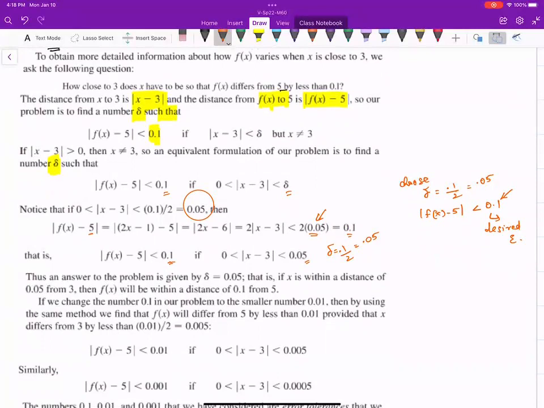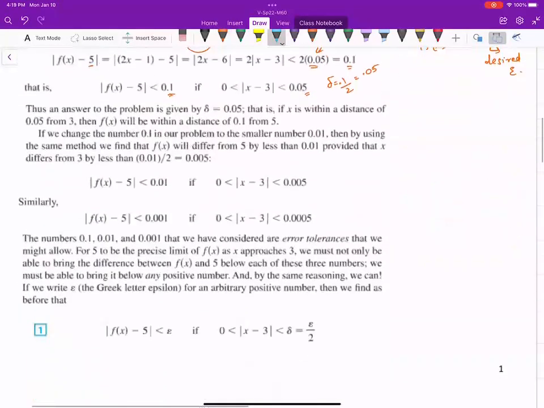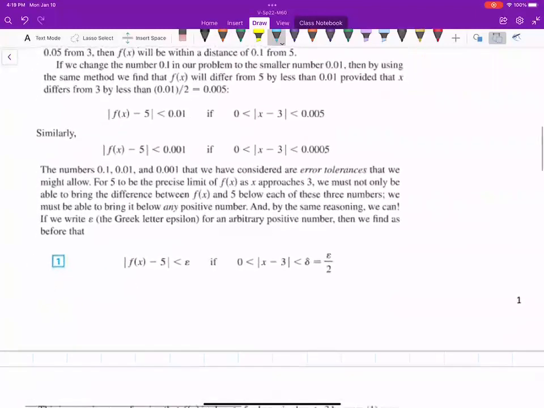So will it be possible, whatever the number that you give, whatever the difference between f of x and 5 you want that to be, will it be possible for you to get a suitable delta? Will it be possible to find out how close that x should be to 3? The answer is yes. However small you choose epsilon, the difference between f of x and 5, you will be able to find out a corresponding delta. You will be able to find out how close x should be to 3. So we are going to use the notation epsilon and delta.